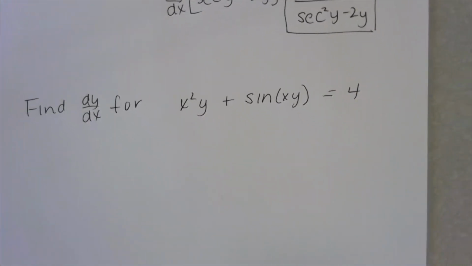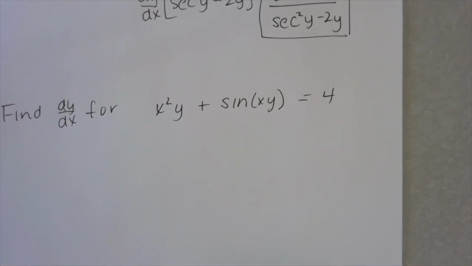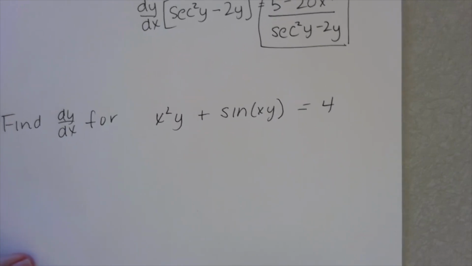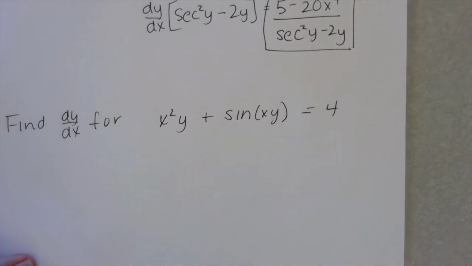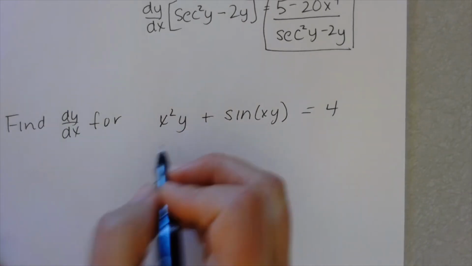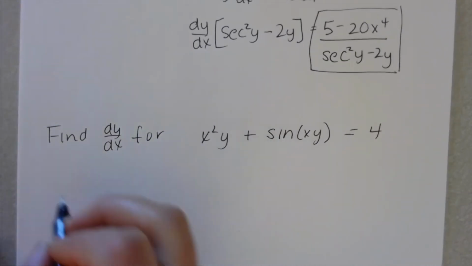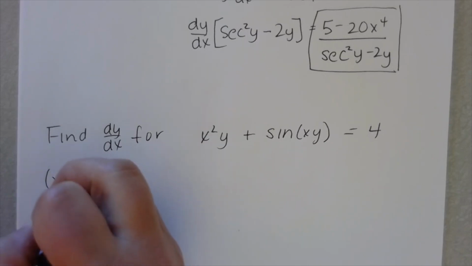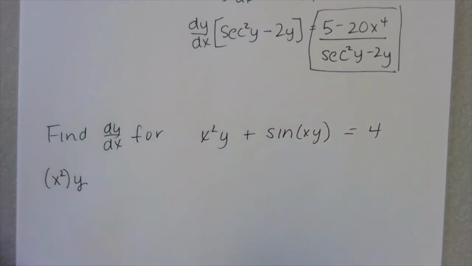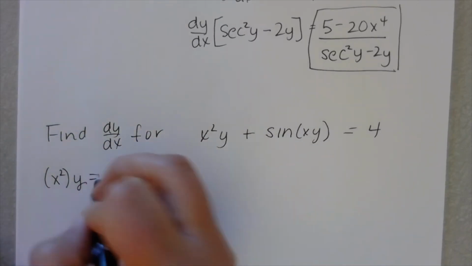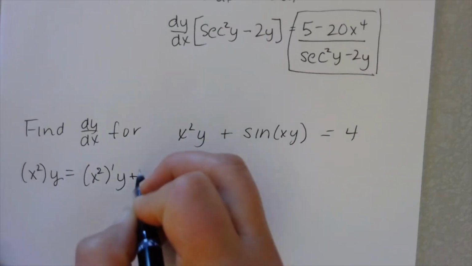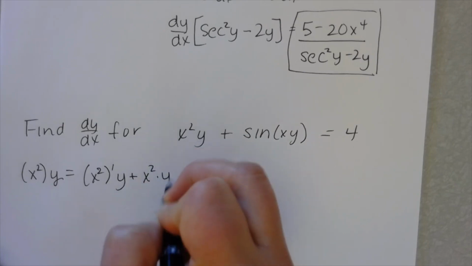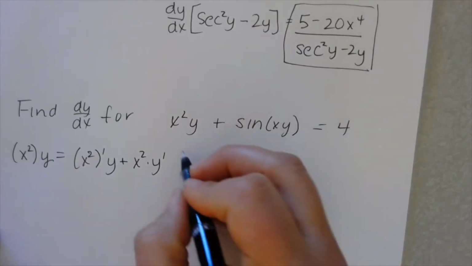All right, so let's do one more involving some trig. Okay, so I have the derivative of x squared y plus the sine of xy equals 4. Okay, so this one, I'll just do it over here, right? So I like to think of it as x squared times y, right? So my product rule would be the derivative of x squared times y plus x squared times the derivative of y. Okay, so I'm just going to write the result over here.